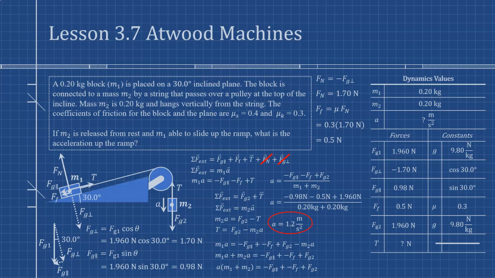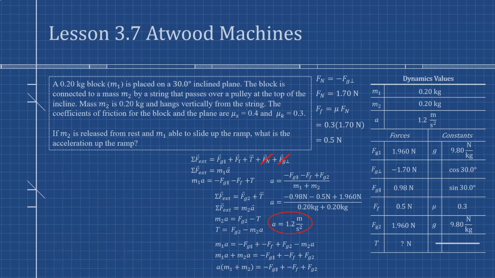All right, and I'm going to go ahead and plug that into my dynamics table, but I notice there's one dynamics table value that's still missing that we can calculate. We weren't asked to find it, but let's go ahead and find it, and that is the tension in the string. To find the tension in the string, we're going to just plug acceleration back into one of our resulting net force equations.